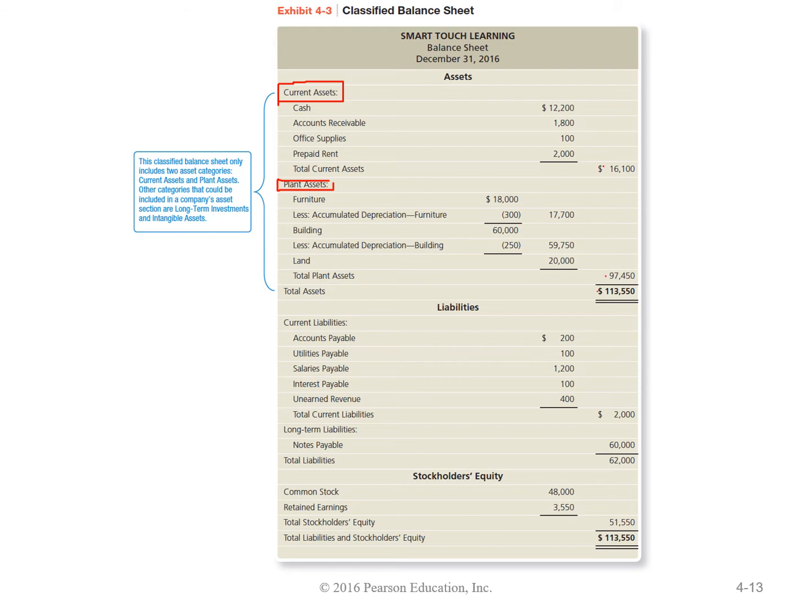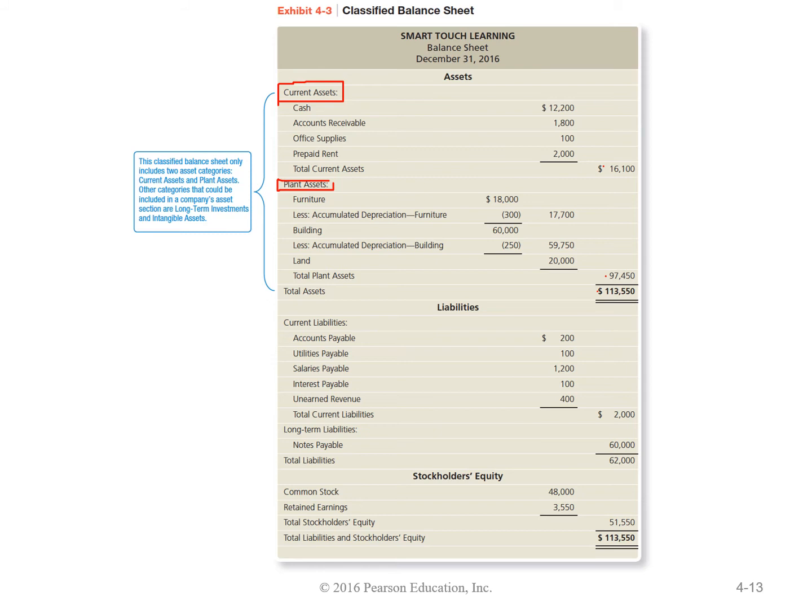Actually, here this classified balance sheet only includes two asset categories, current and plant assets. Other categories that could be included in the company's assets section are long-term investments and intangible assets. But the company that we started with from chapter 1 does not have these kinds of other assets, but we can see that the two main sections here are current and non-current assets.